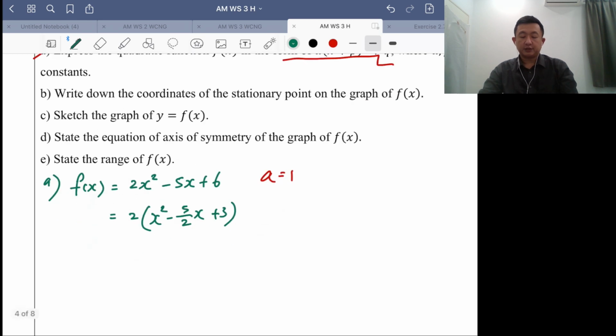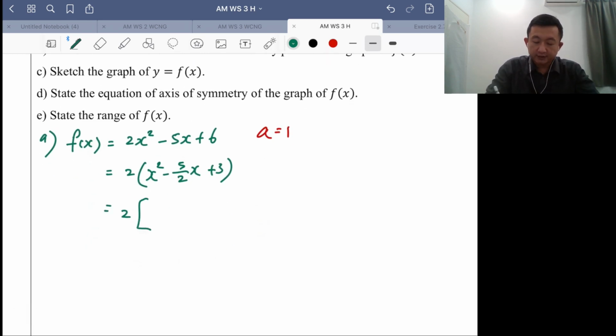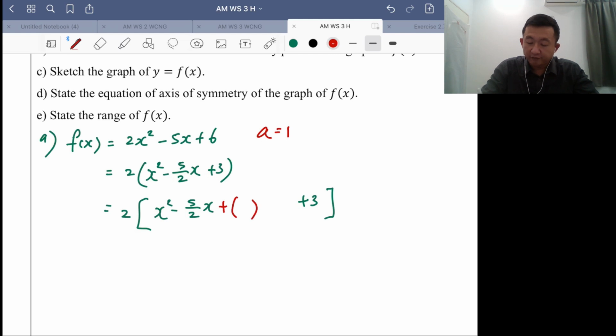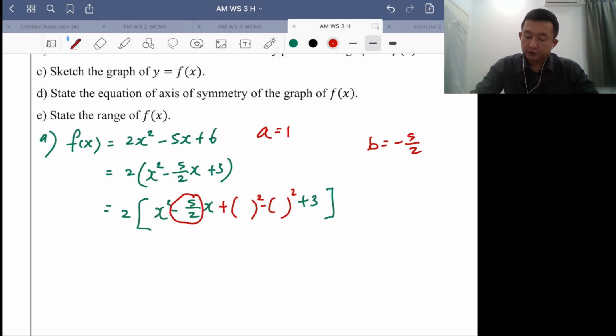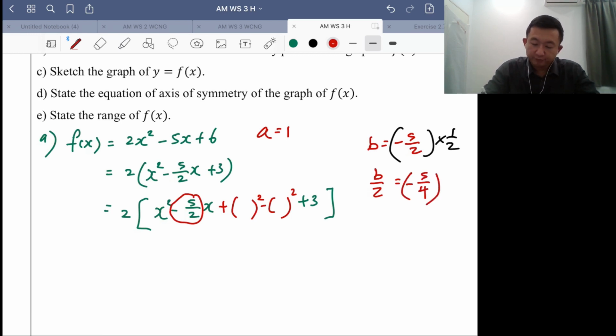Okay, factorization. Once you do that, put a big bracket. You're going to put something between b and c, which is half of the value of b, squared. Okay, look at this. This is your b, yeah? Sometimes don't be confused. Write your b outside first. Your b is -5/2. Then how about b/2? That will be the same as -5/2 multiplied by 1/2. So your b/2 will be -5/4. Okay, so you put -5/4, -5/4.